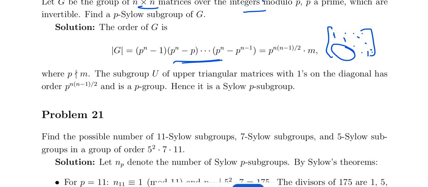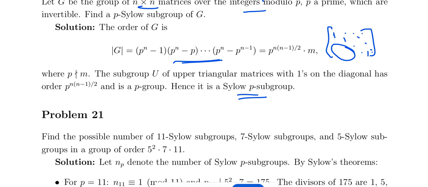This is the subgroup. So what we are saying is that we need to show that a p Sylow subgroup exists. If you look at its order, the order is p power n into n minus 1 divided by 2. So this is a p group, and this is called the Sylow p subgroup.